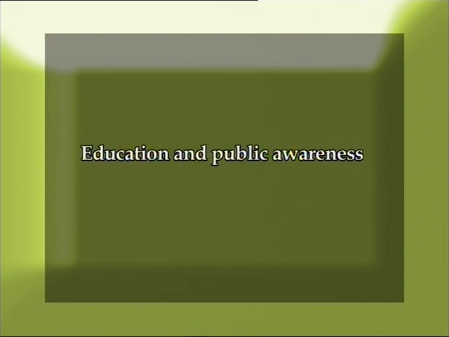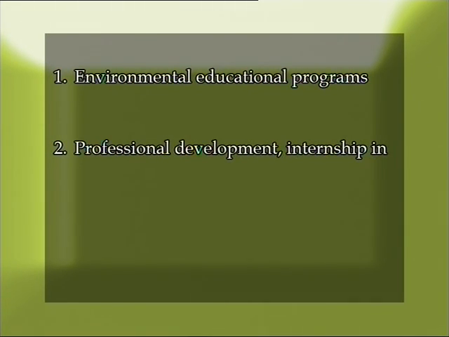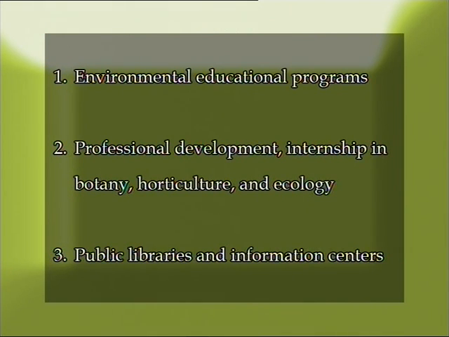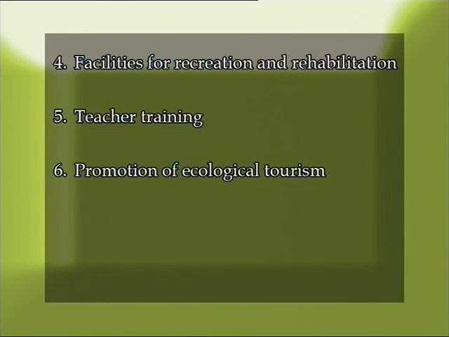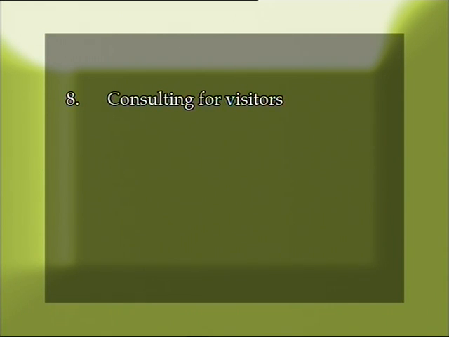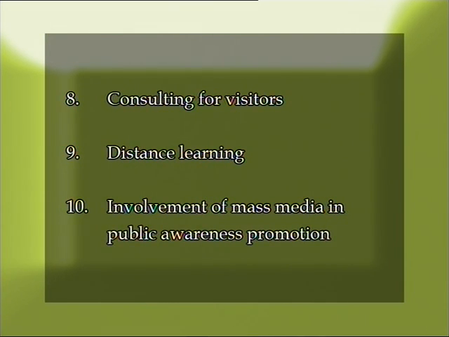Number 3, education and public awareness promotion. Under this heading, the following points are to be studied. First, environmental education programs. Second, professional development, internship in botany, horticulture and ecology. Third, public libraries and information centers. Fourth, facilities for recreation and rehabilitation. Fifth, teacher training. And sixth, promotion of ecological tourism. Seventh, publication of special and scientific popular literature. Eighth, consulting of visitors. Ninth, distance learning. And 10th, involvement of mass media in public awareness promotion.